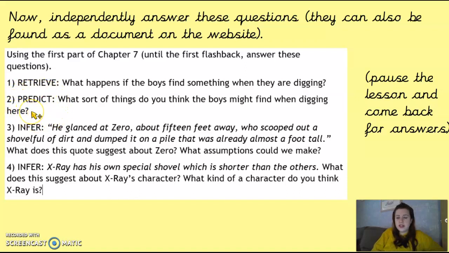Prediction, what you think might happen based on what you've read so far. So not just a random thought, but using evidence of what we've read so far. And inference, which is a little bit trickier, but it gives you the quote from the book and you need to work out what it suggests. So the answer isn't exactly in there, but you're using your inference skills to sort of guess at what it's hinted at, what things you can take from that. So pause the video and have a go at these questions. They're also on the website if you would like to print them off and stick them in. And then come back for the answers.